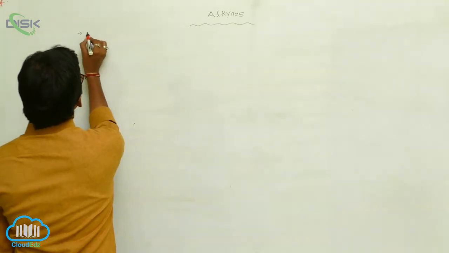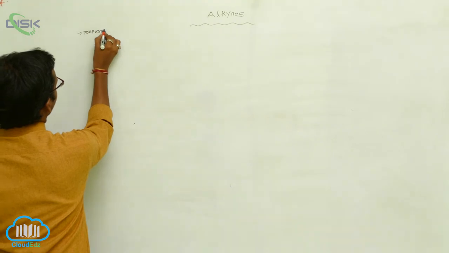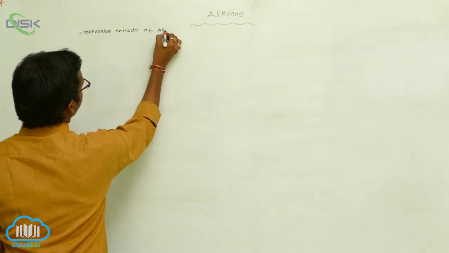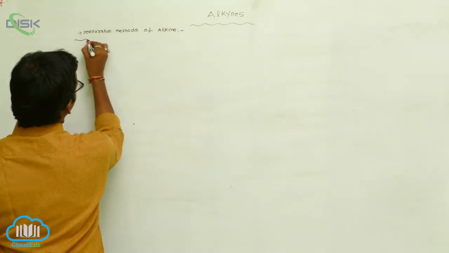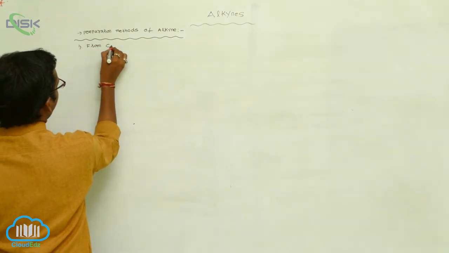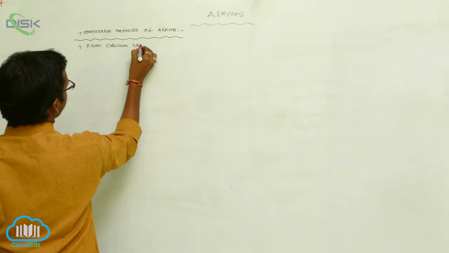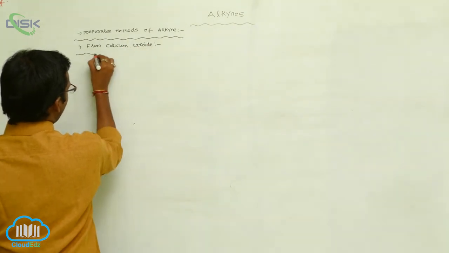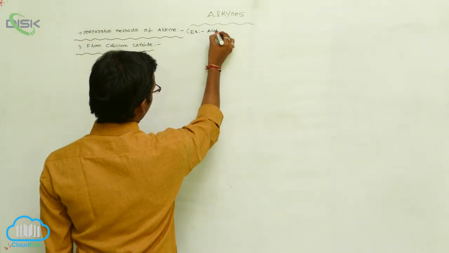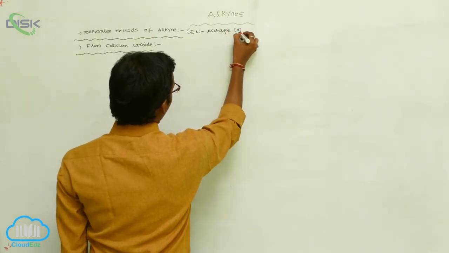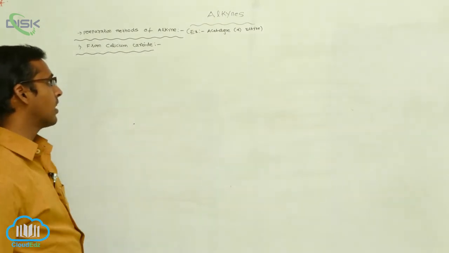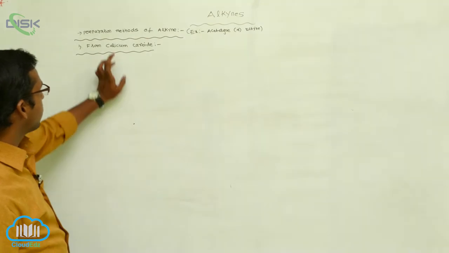Discuss next one, preparation. Preparation methods of alkyne. So in that first one, from calcium carbide. So the preparation of acetylene, especially for alkyne, your example is acetylene, or ethyne. So this ethyne or acetylene is prepared from calcium carbide.